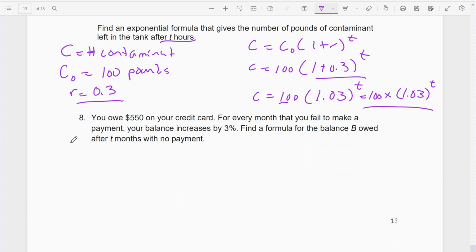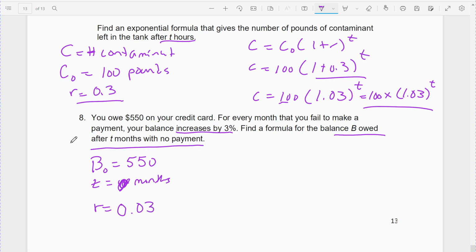Alright, the last example, I believe. You owe $550 on your credit card. For every month that you fail to make a payment, your balance increases by 3%. Find the formula for the balance owed after T months with no payments. So the initial amount is 550. T is in time, in years. Oh no, months. T is in months. R is 3%, but write that as a decimal. That's 0.03. You take the 3%, divide by 100. That gives you your 0.03.